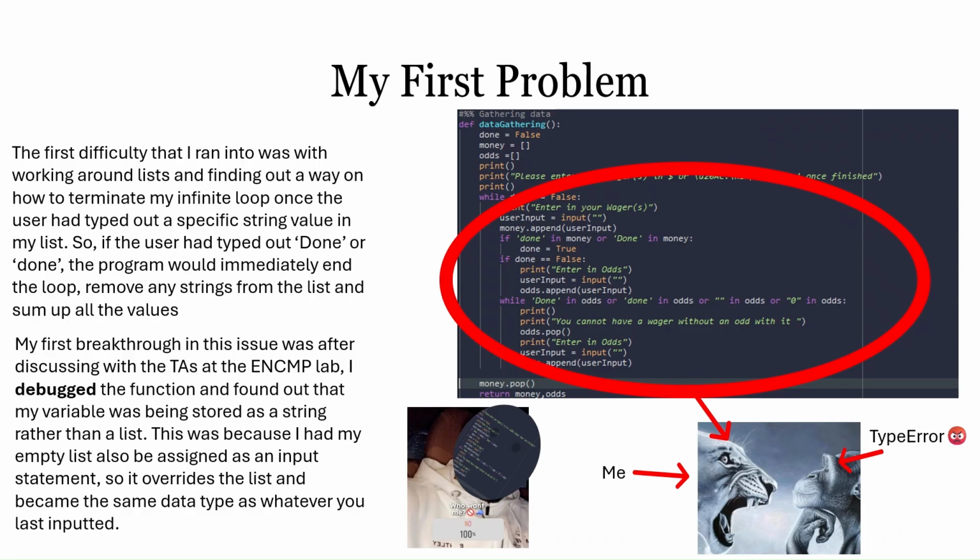The first difficulty I ran into was with the done statement. It would get appended to the end of the list, terminate the infinite loop, and get removed. But it wouldn't work. My data points were gone and I couldn't remove anything. It turned out, after debugging and asking the TA, that the list was actually getting replaced by the input statement, and it was getting stored as a string rather than a list.